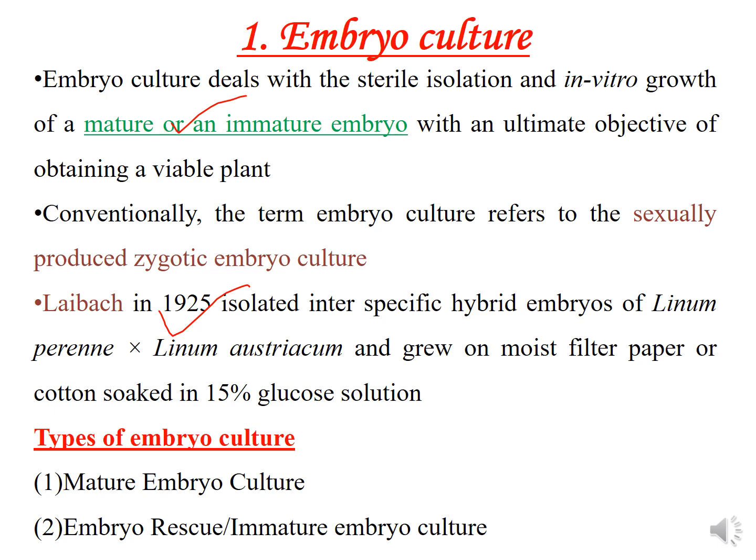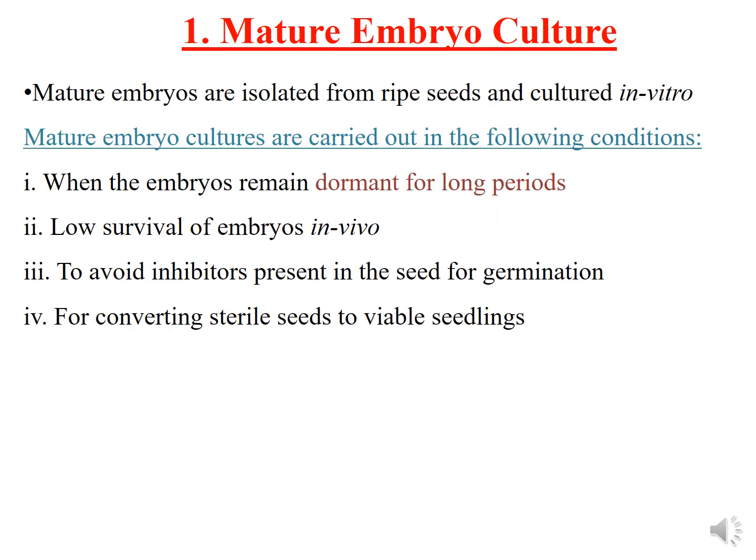So, there are two types of embryo cultures. One is mature embryo culture and the second one is embryo rescue, which is also known as immature embryo culture. Let us see them one by one. What is mature embryo culture? The name itself indicates that the embryo is already matured. That is, we isolate it from ripe seeds and culture it in vitro.